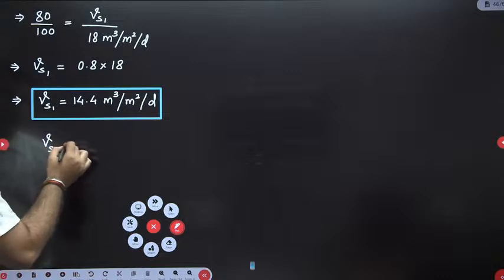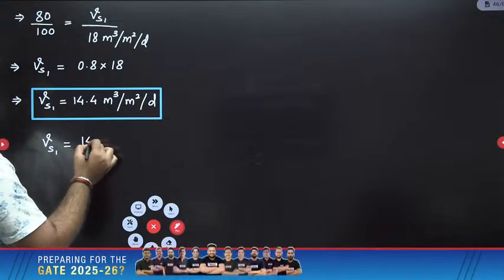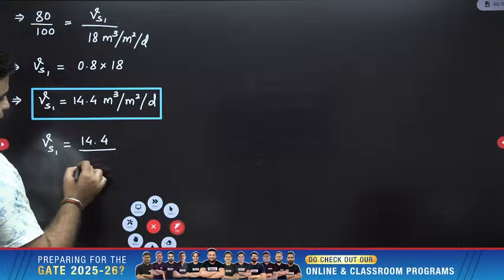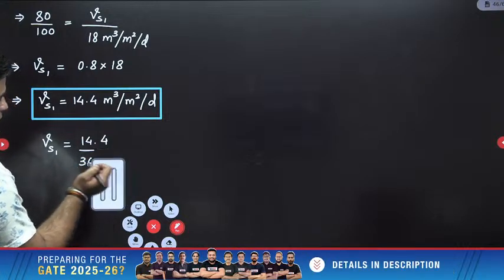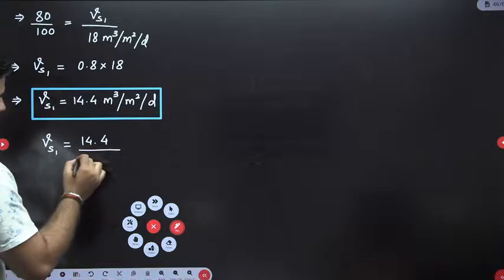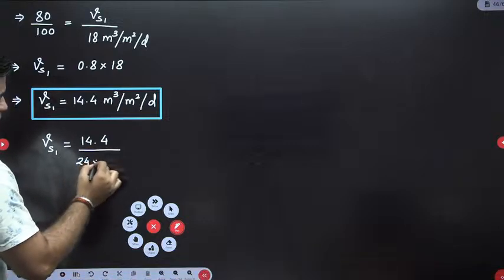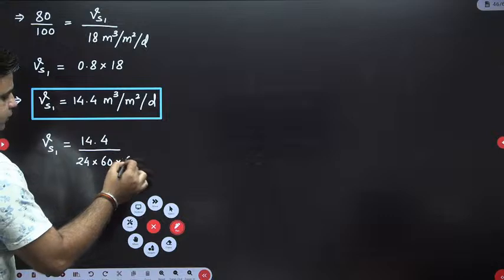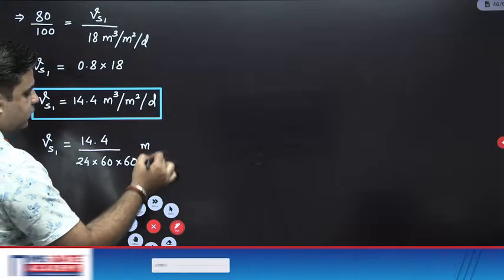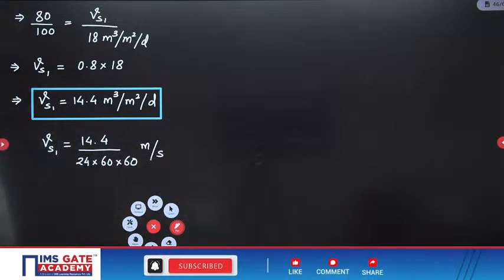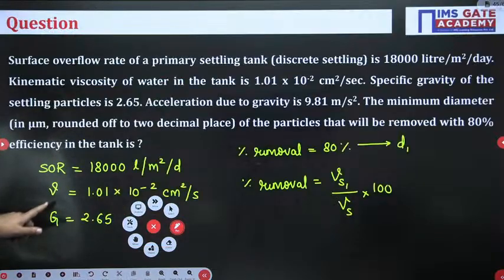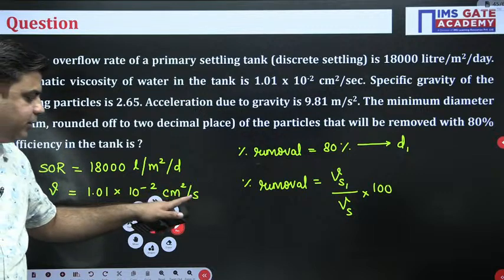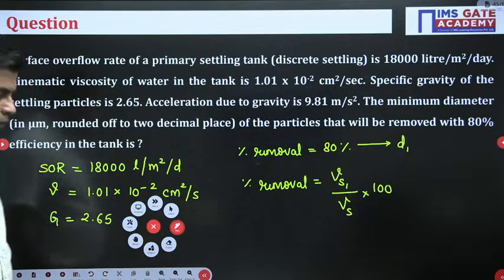So Vs1 is equal to 14.4 divided by 3600 into 24. For your understanding, I can write this as 24 into 60 into 60. So this settling velocity will be in meter per second. Now sir, why have you converted this into meter per second? Because beta, here kinematic viscosity is in centimeter square per second, right? Chalo.